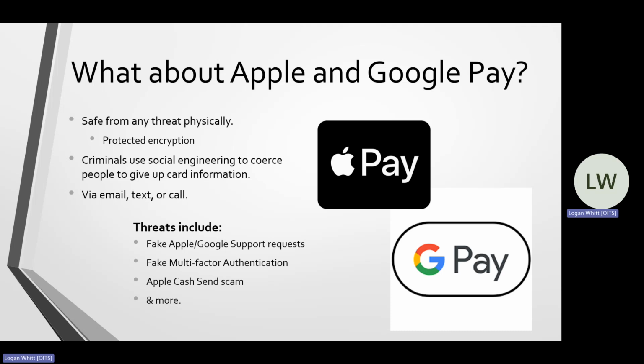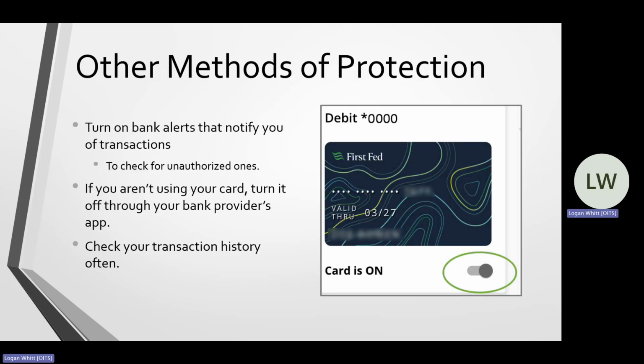To wrap things up, here are some other methods of protection you can add to prevent these threats or scams from affecting you. You can turn off your card on your banking app of choice whenever not in use. Receive bank alerts that notify you of any transactions, allowing you to check for suspicious ones, and make sure to check your transaction history often to verify that any unauthorized transactions have not occurred. In conclusion, stay vigilant for threats.